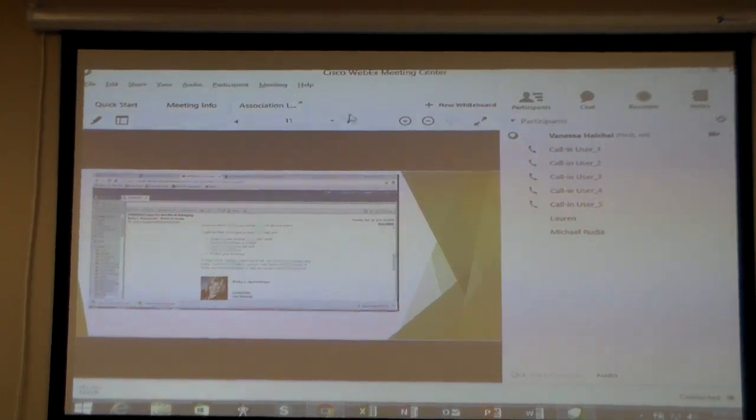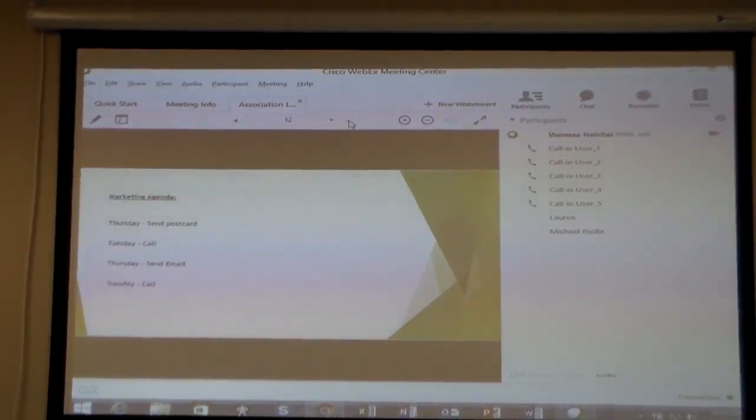So how would I use them? Here's what I would do. I'd set up a campaign. The association isn't going to be everything that you do. It's going to be one silo of your marketing plan. So have a marketing agenda for this silo of people. Thursday, send out the postcard. The following Tuesday, call. The following Thursday, send out an email. The next Tuesday, call. And then just keep going with that. Send a different card or flyer, and then call.